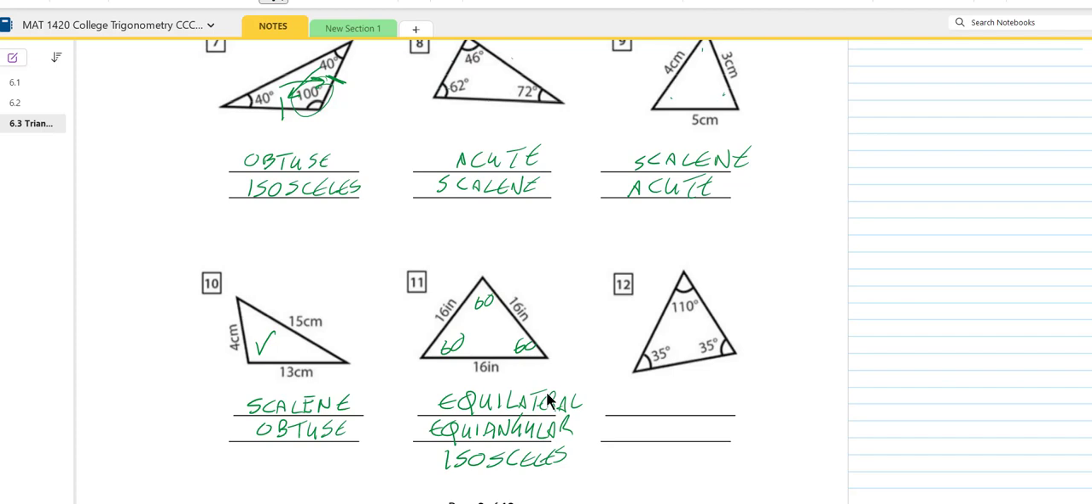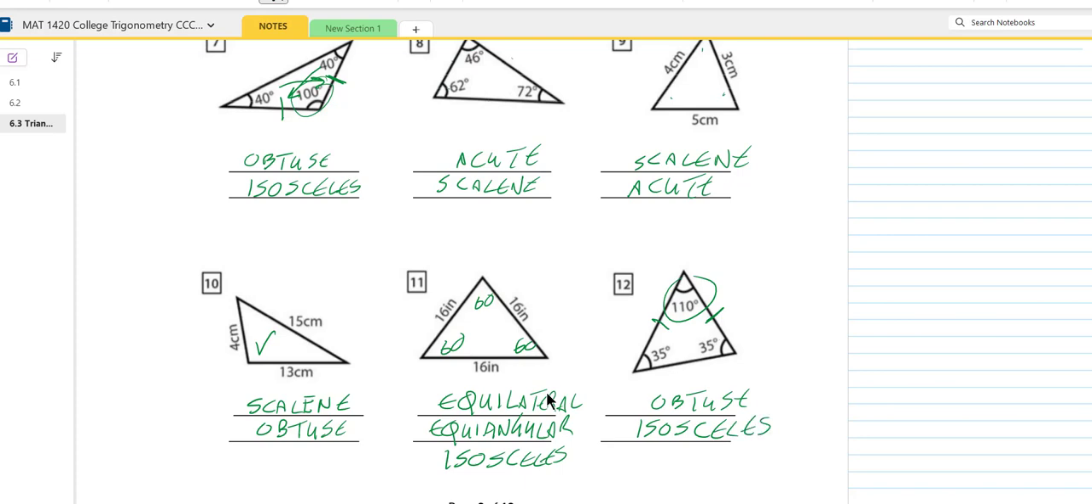Okay, and finally the last one, you've got an obtuse angle. You have one obtuse angle, bigger than 90. You have two equal angles, meaning that the opposite sides are congruent. So this one would also be isosceles.